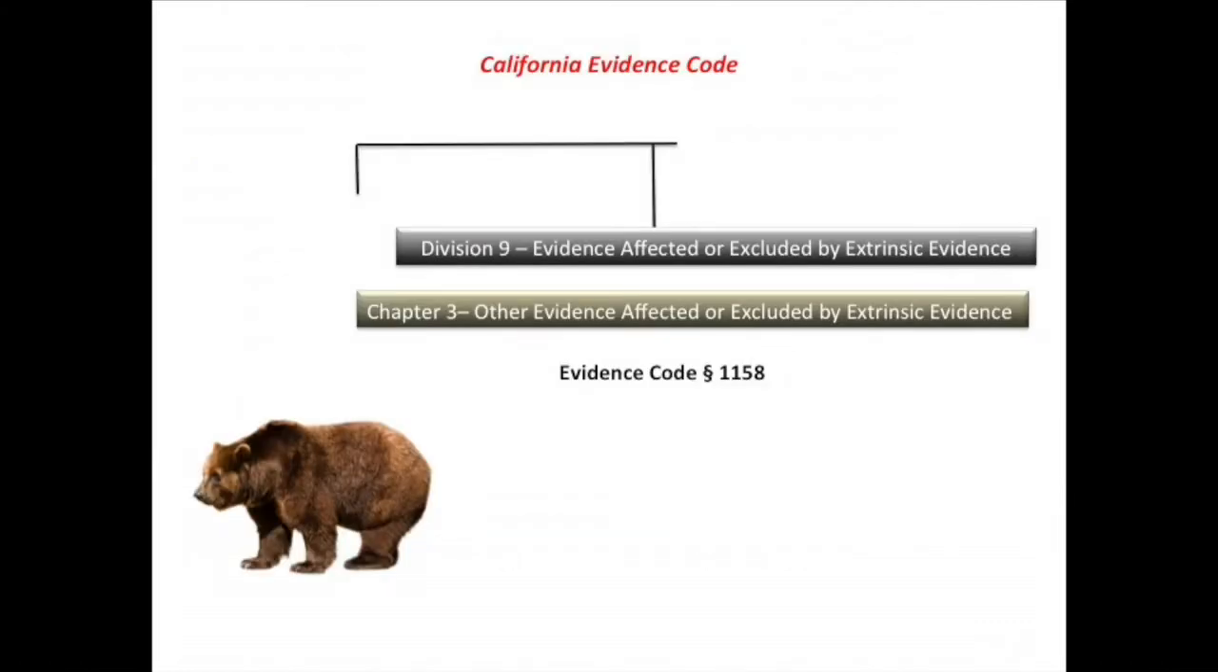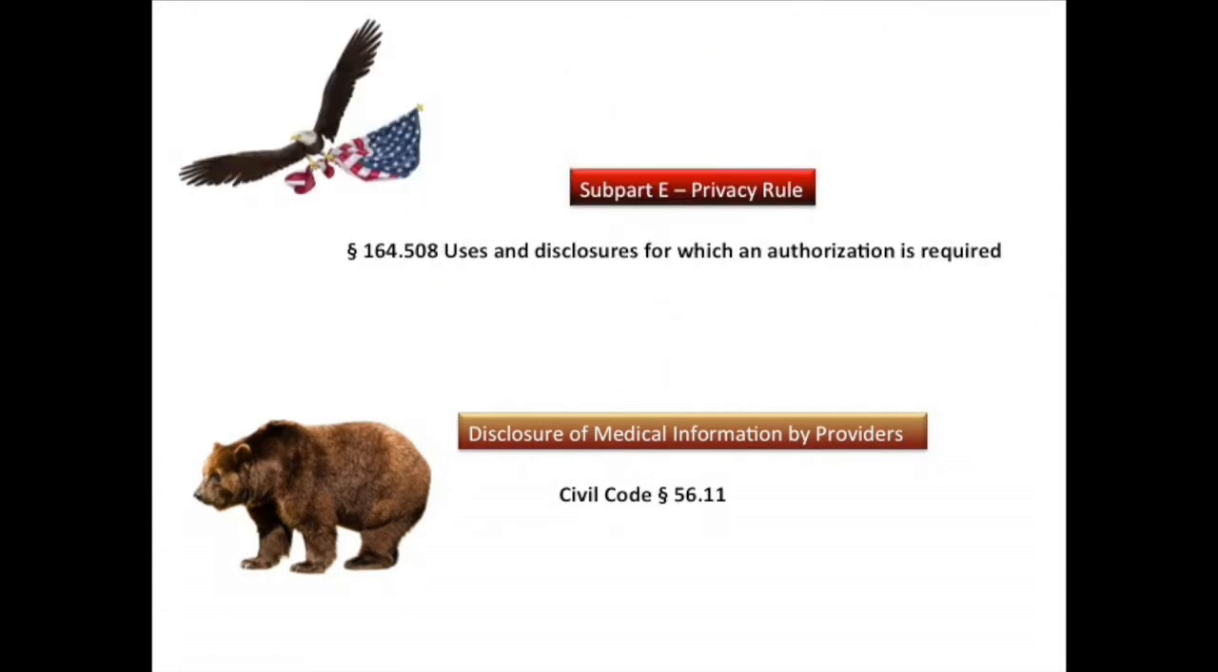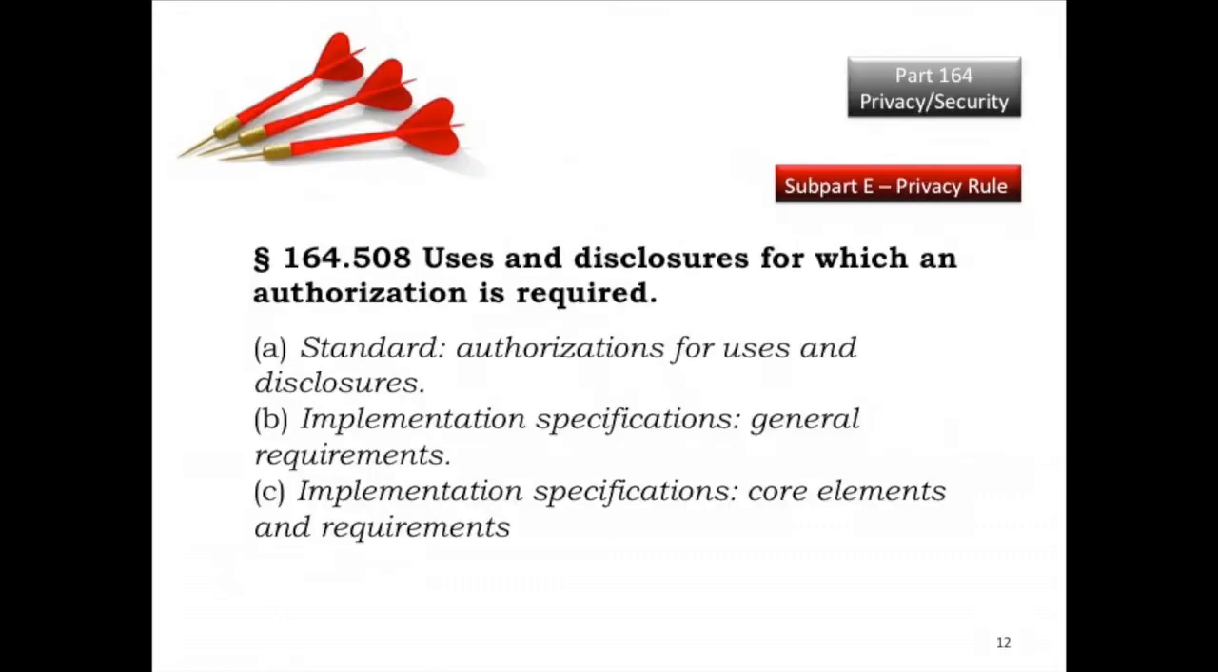California Evidence Code permits lawyers to obtain copies of their clients' medical records. The attorney must submit a letter and the client's authorization to the provider. The client's authorization must comply with federal and state law. The HIPAA regulation for authorizations has 3 parts.